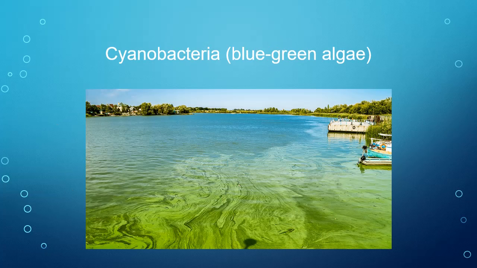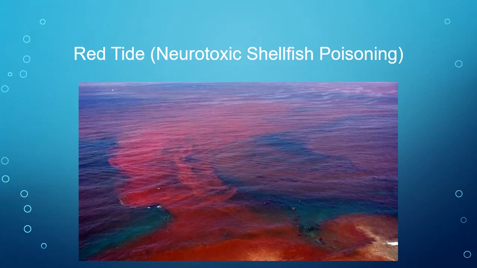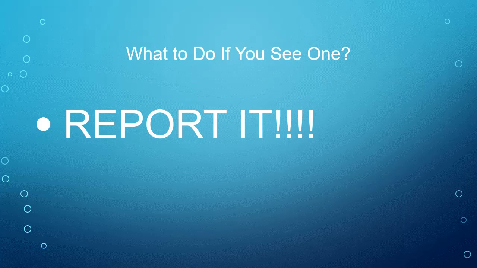Here I have shown cyanobacteria, which causes one of the most common forms of an algal bloom, the blue-green algae bloom. Here I have shown some red tide. This is very common down in Florida. Lastly, what should you do if you see an algal bloom? Report it. I will be showing you how to do so.